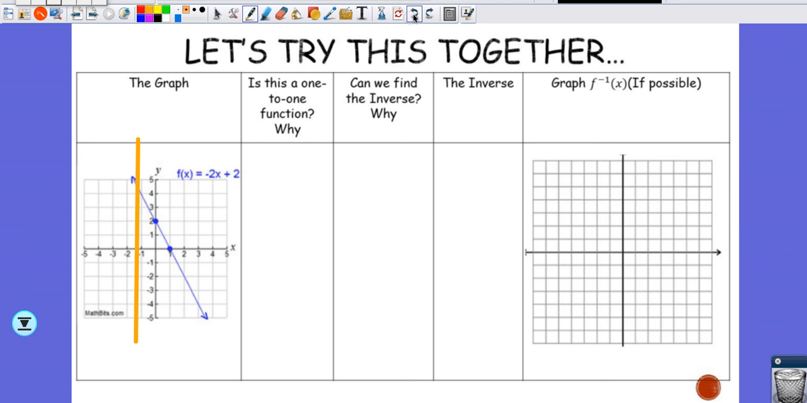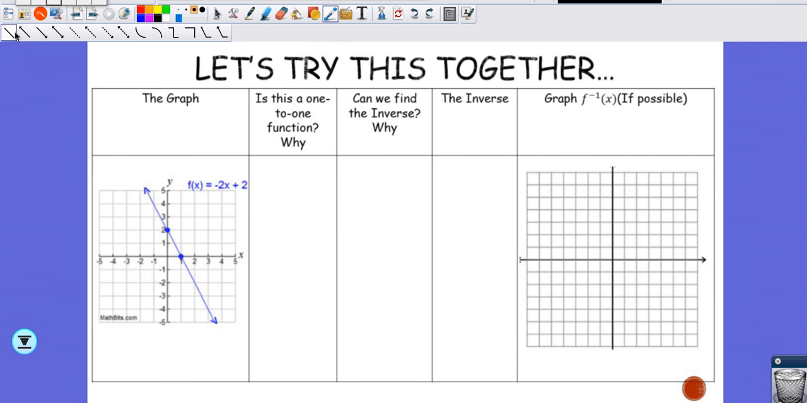So now we need to test, is it a one-to-one function? To test graphically if this is a one-to-one function, I'm going to do what is called the horizontal line test. Because the definition of a one-to-one function means every y has only one unique x value. And because this thing is not going to be nice to me and let me drag it, I'm going to have to just keep drawing lines.